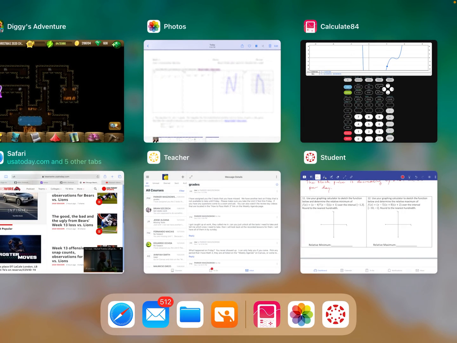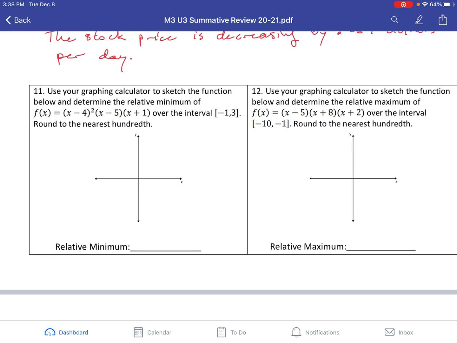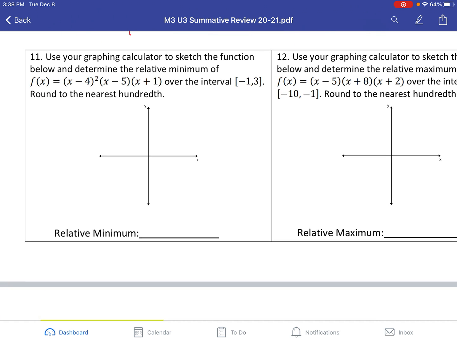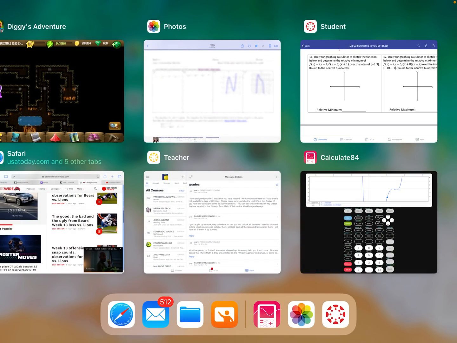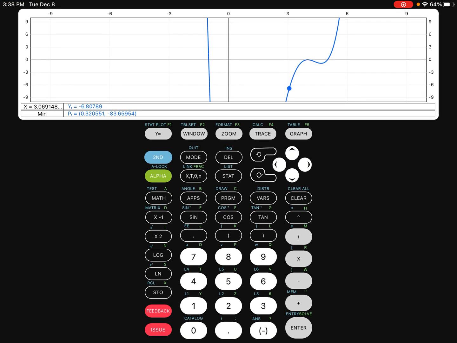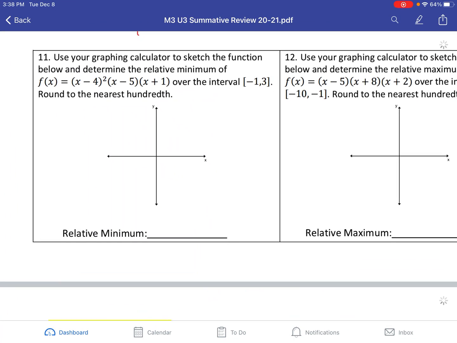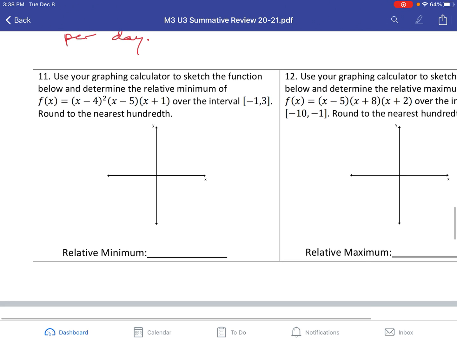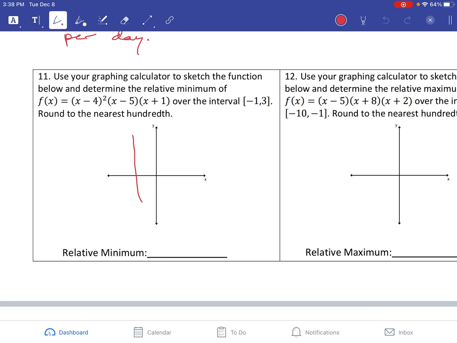So if we go back to our review sheet here, okay, the graph is, oops, you know what? Let's go back to the graph real quick. The graph's going to look a little bit like this, so let's take a guess at what it looks like. Something along those lines. And our relative minimum is going to be that y value we found, which is -83.66.